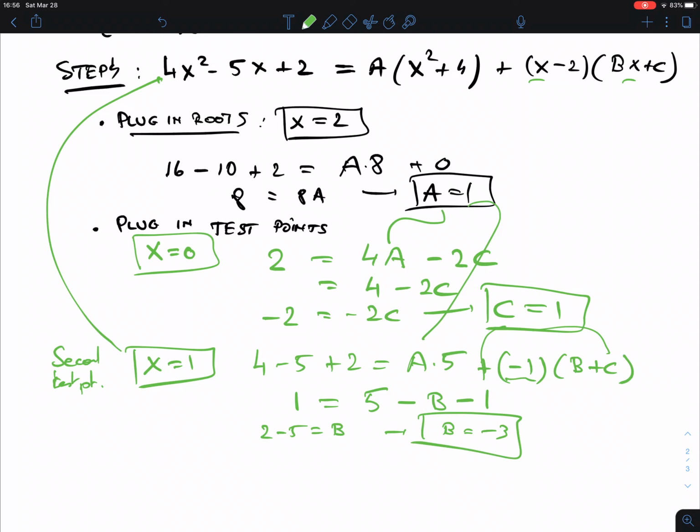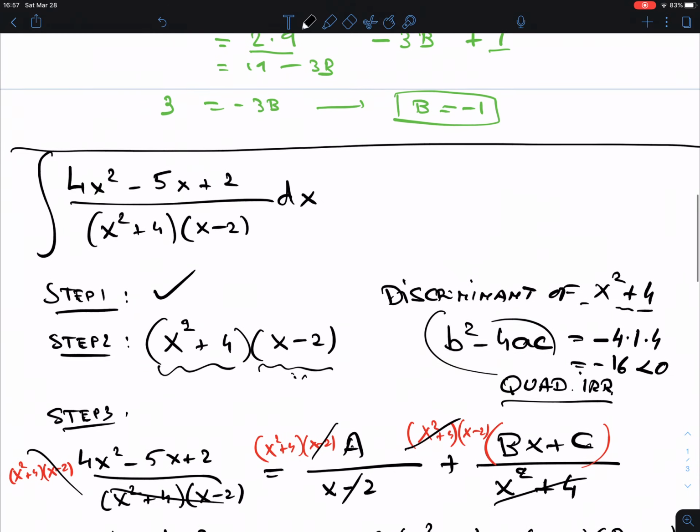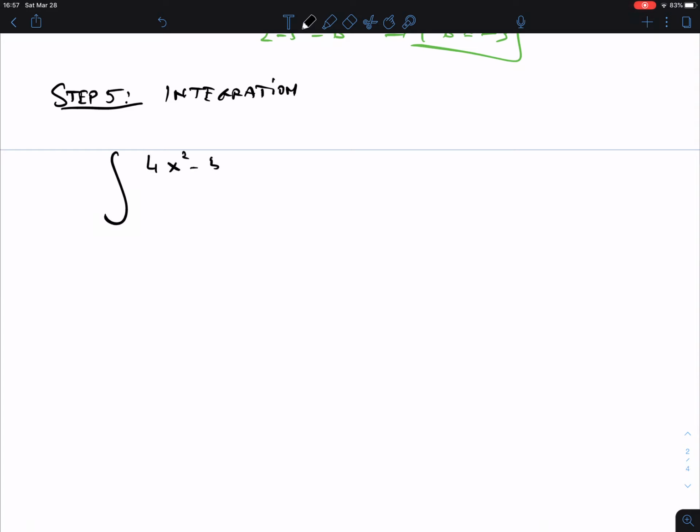So I can do the integration. So let's go to the integration part now. So step 5. And I said this is a little bit more involved here, as you'll see. Okay, let me copy it again. So it is 4x squared minus 5x plus 2 over x squared plus 4 times x minus 2 dx.